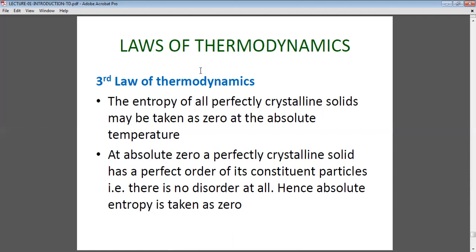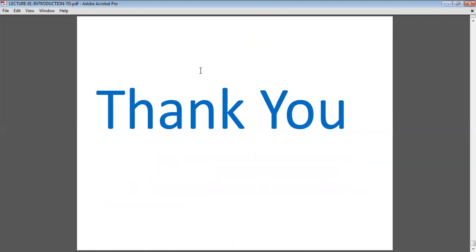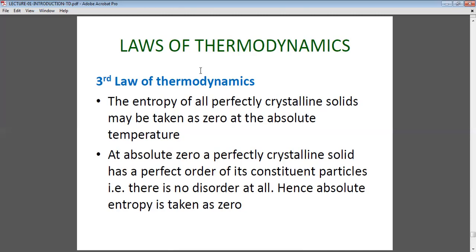So thermodynamics is the study of three E's: the first one is energy, the second one is equilibrium, and the third one is entropy. And here we can also see that the change in entropy is zero when there is no disorderliness at all.